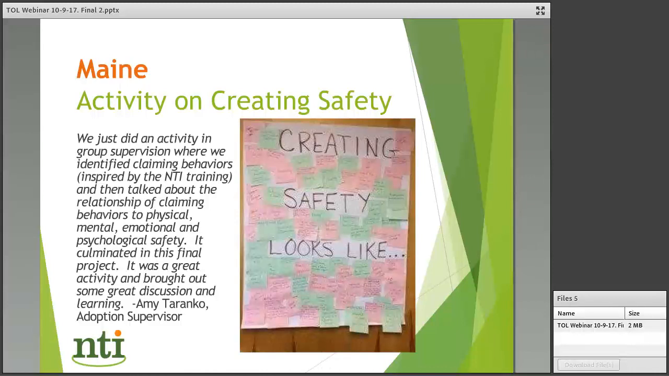So again, getting people together in the same room, having a discussion around something like attachment and this one particular concept that can cement attachments, facilitate healthy attachments for kids, and what does creating safety look like. So they were really happy with that and felt like it really helped to, again, cement that learning taken from the NTI training and bringing it into their everyday practice.